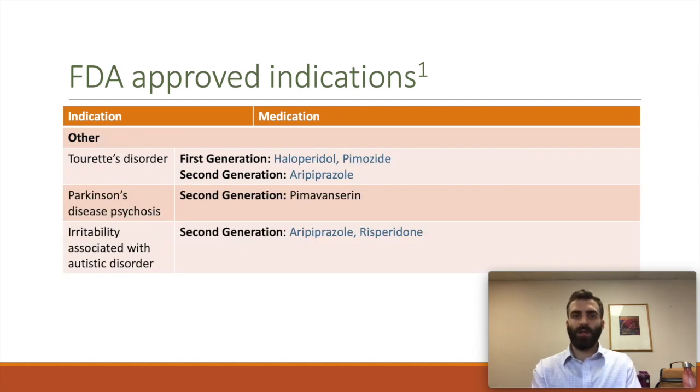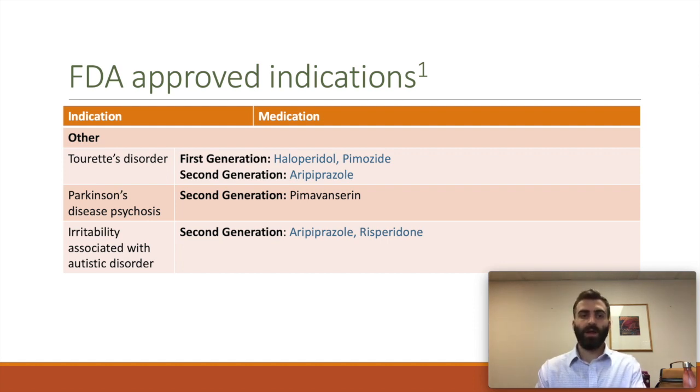A few other indications here are Tourette's disorder. You'll see all of them have the blue font, so the pediatric indication. In practice, even though Pimozide's FDA approved, sometimes it's recommended just for that reason, in that it is FDA approved, but there's nothing special about it in particular, and it causes a lot of QTc prolongation. So if a patient has heart issues, you would be worried about that. So I don't recommend it, and I don't see Pimozide used, but I just put it on here for completeness' sake.